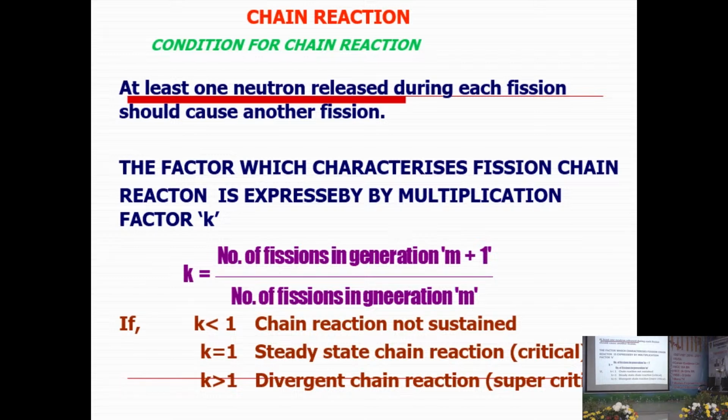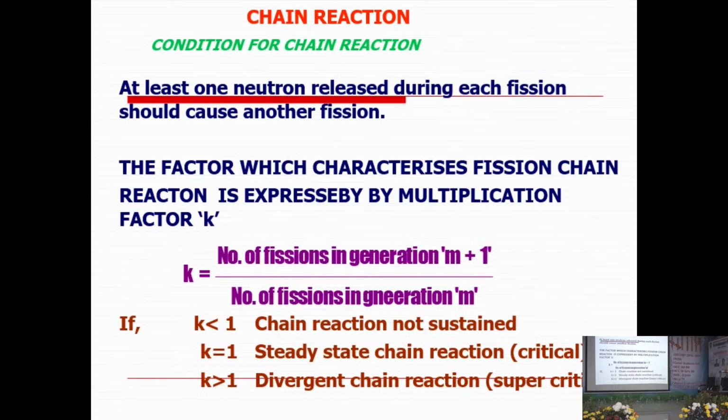What is the meaning of chain reaction? The condition for chain reaction is that at least one neutron released during each fission should cause another fission. That is called maintaining the chain reaction. In the reactor, what characterizes the fission chain reaction is expressed by the multiplication factor K, which is nothing but the number of fissions in generation m plus 1 divided by the number of fissions in the previous generation, that is generation m. Suppose it is x, the previous will be x minus 1: the number of fissions occurring in the present generation divided by the number of fissions in the previous generation.